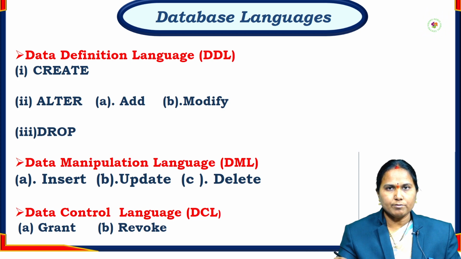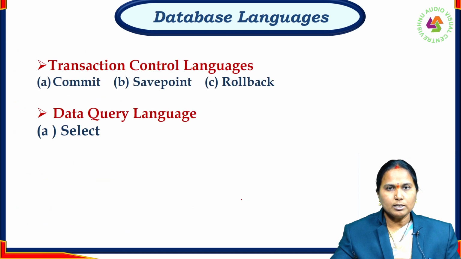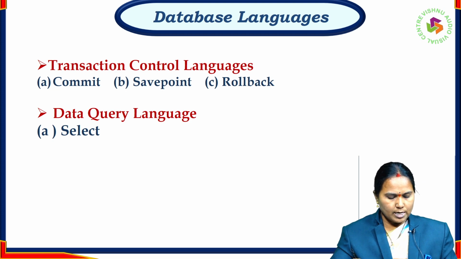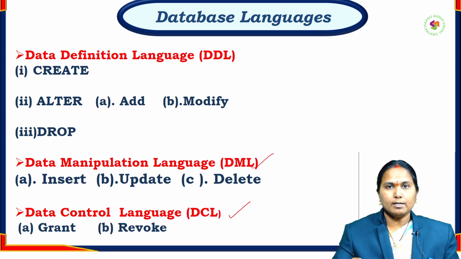The database languages are mainly of four types. DDL, Data Definition Language. The next one is DML, which is nothing but Data Manipulation Language. Coming to the next one, Data Control Language commands. Coming to the fourth one, the Transaction Control Language. The first one is Data Definition Language. The language which is used to define data in the database is nothing but Data Definition Language.